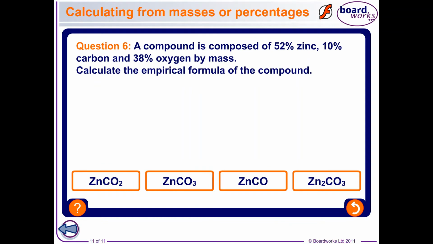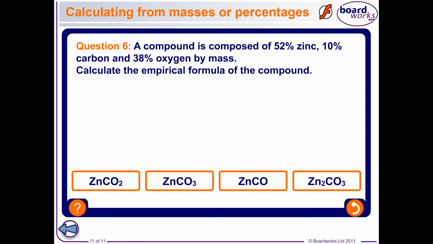So this is our last question for this part of the session. A compound is composed of 52% zinc, 10% carbon and 38% oxygen by mass. Calculate the empirical formula, same method, give it a go and pause the video.